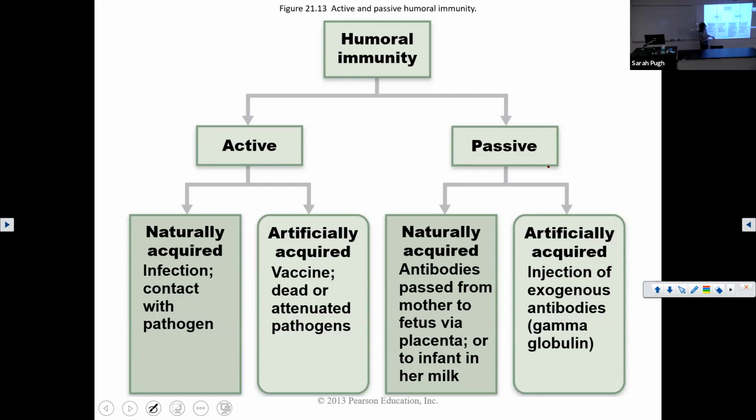Okay? Passive immunity means that you're not activating your immune system. You're not making memory to anything. And this would be either getting an injection of antibodies or passing antibodies to a baby through breast milk.